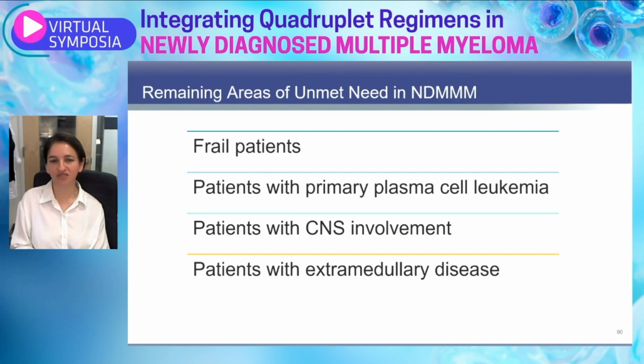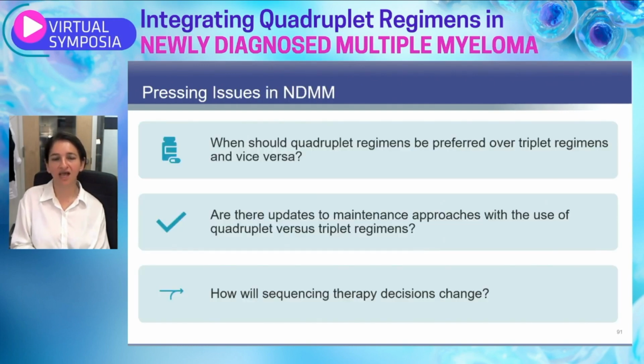There are certain situations like primary plasma cell leukemia, which is a really high-risk disease type, and it's extremely hard to treat and remains an unmet medical need, as with things like CNS involvement with myeloma, albeit rare, it does occur, as well as with patients with extramedullary disease. Even with the T-cell redirected treatments, this remains an area where we need to be able to do better in this space. So there are certain pressing issues in the newly diagnosed space, and these hopefully will be answered in the next several years.